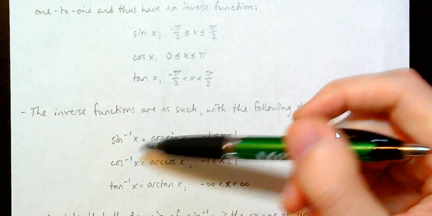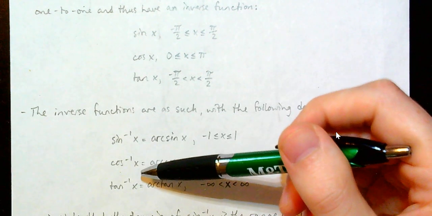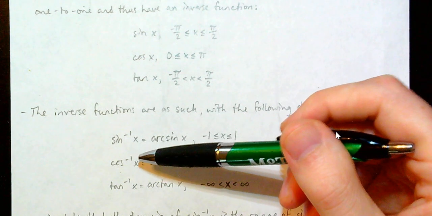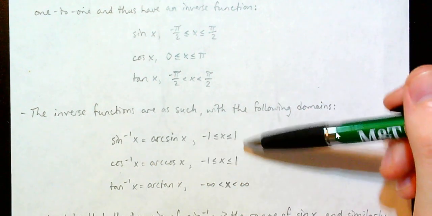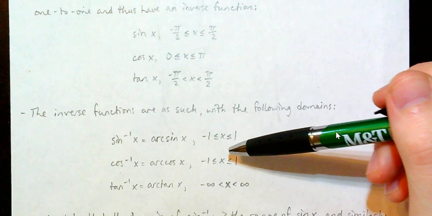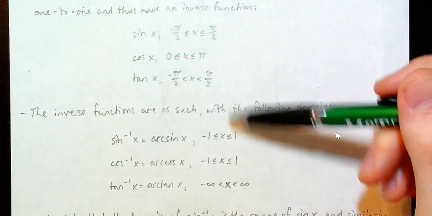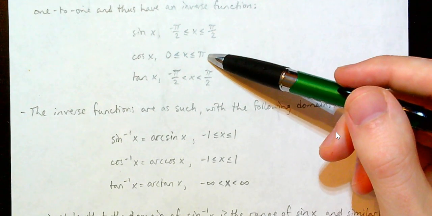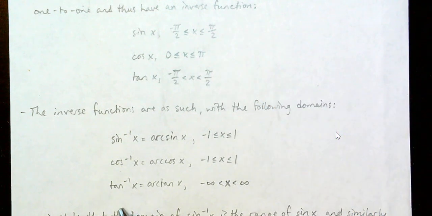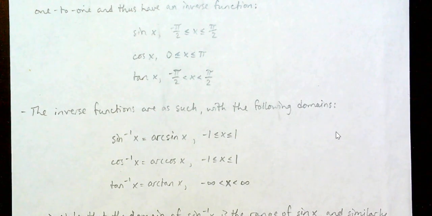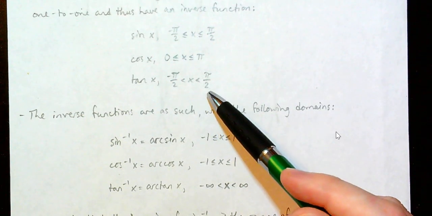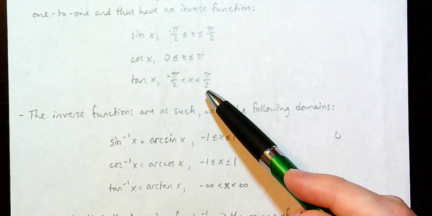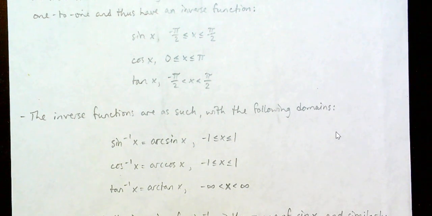The inverse cosine function, cosine with a -1 exponent and then x, or arc cosine x, has the same domain, takes in things between or equal to -1 and +1, but now what you get out of it is something between or equal to 0 and pi. And then the inverse tangent, also known as arctan x, it takes in any real number whatsoever, and then it's going to spit out something strictly between -π/2 and +π/2.